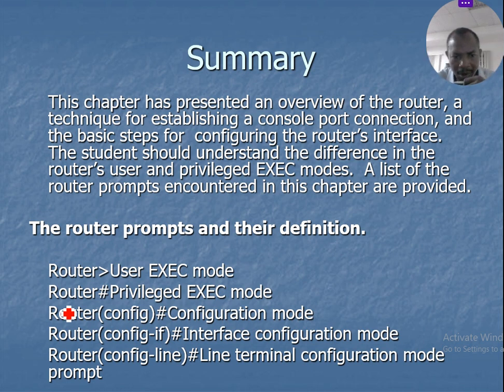The last but not the least prompt that we use in this chapter is router config-line, for when you want to configure the line terminal. You say router, open bracket, config-line, close the bracket, put a hashtag. Once you do that, you've put the router in the line terminal configuration mode. These are the prompts we've used in this chapter.